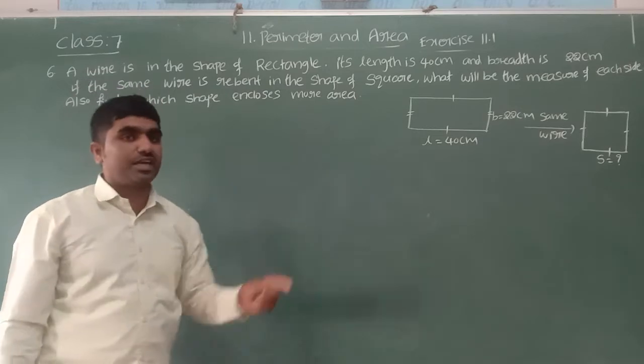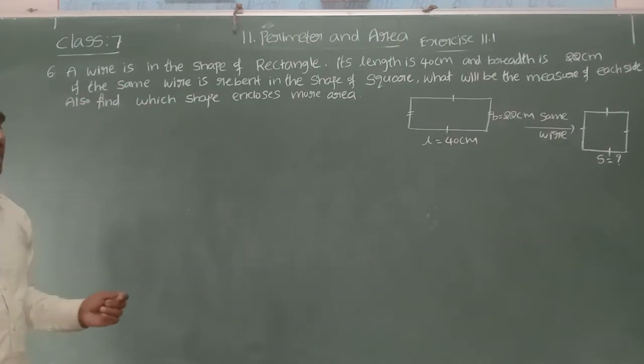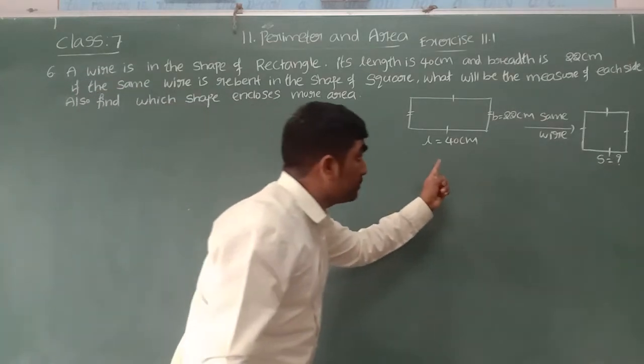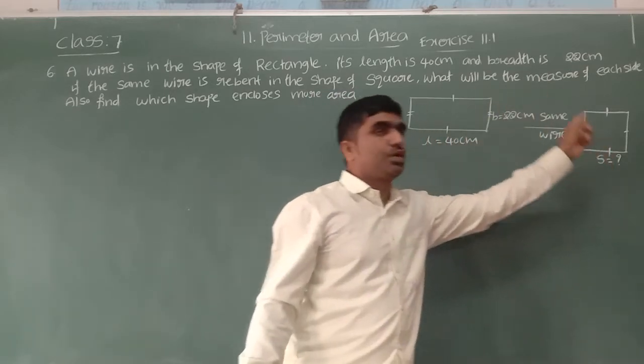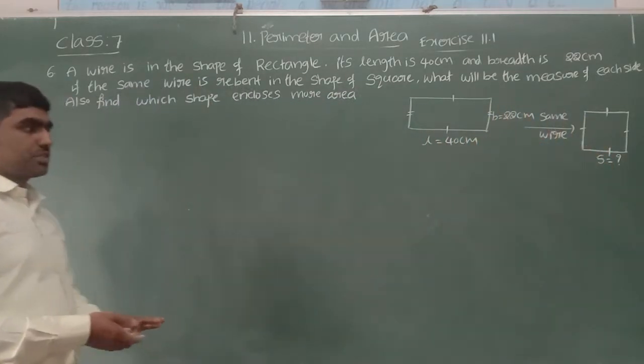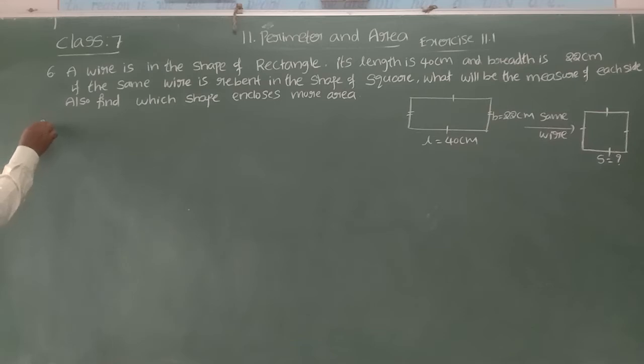Now from this we can say that the perimeter of the rectangle, the total length of the boundary of the rectangle, is equal to the total length of the boundary of the square. Yes. Now we can see the solution better.